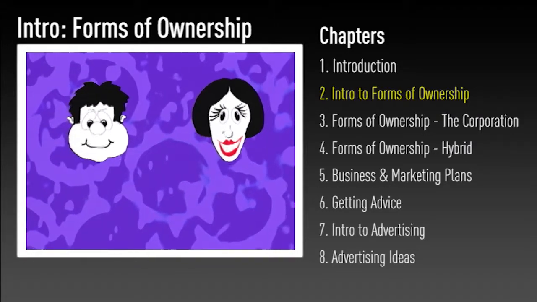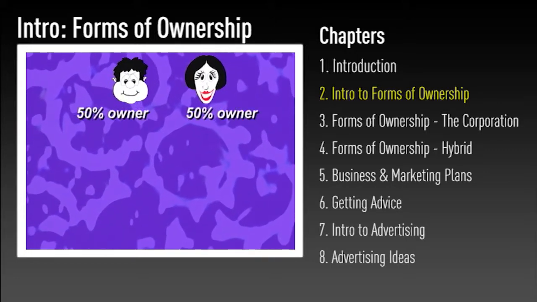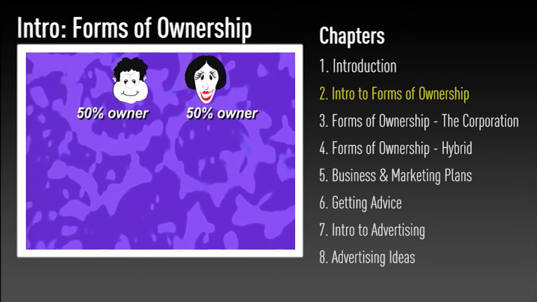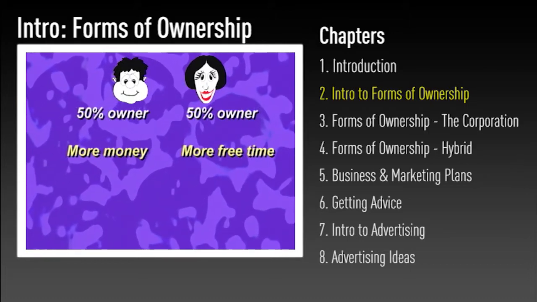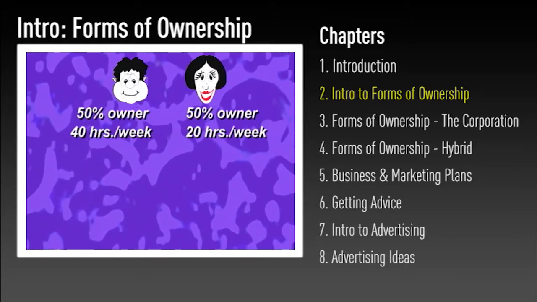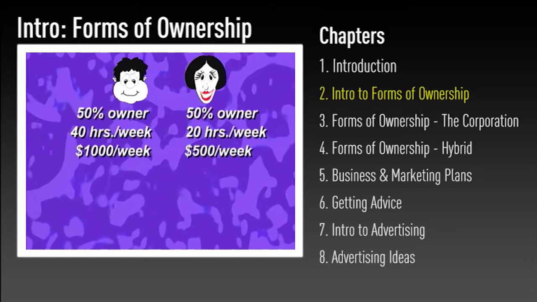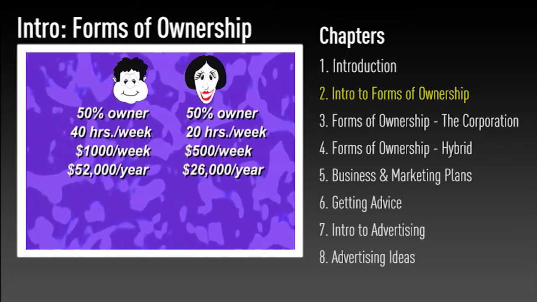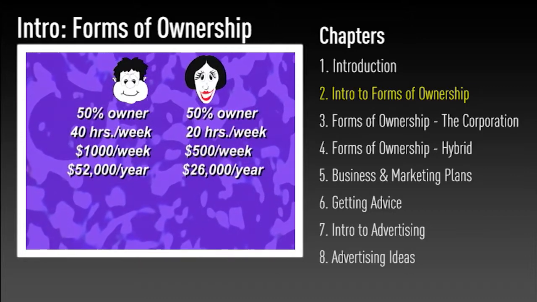Mike and Peggy structure their partnership so they are both 50% owners with an equal investment in the business. But Mike and Peggy have different personal goals. Mike's goal is to earn money. Peggy wants more free time. Mike plans to work 40 hours a week, while Peggy will only work 20 hours. They decide to pay Mike $1,000 a week and Peggy $500. So in salaries, Mike earns $52,000 a year and Peggy earns $26,000.